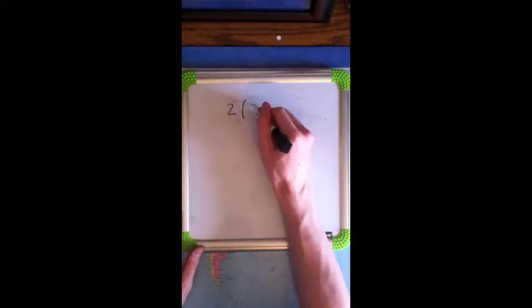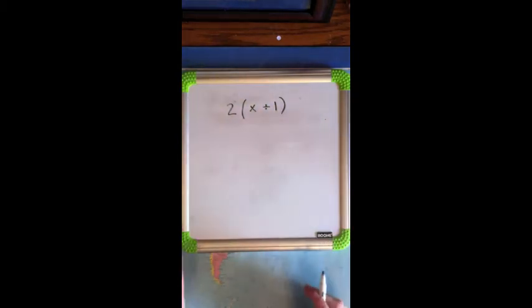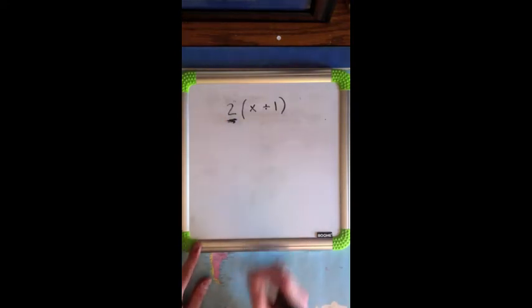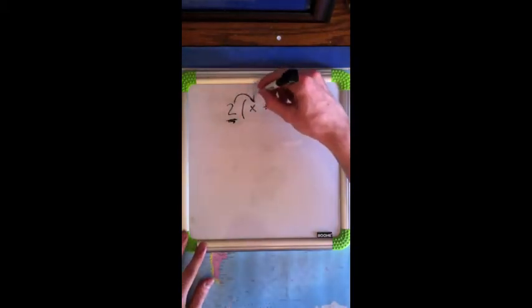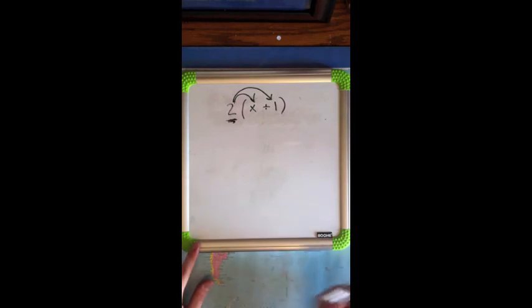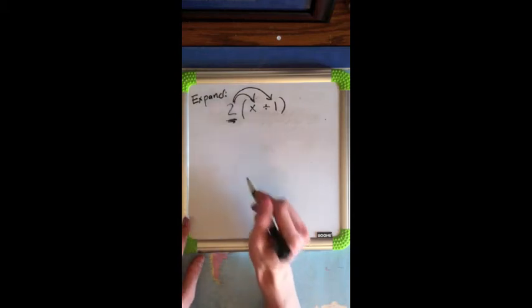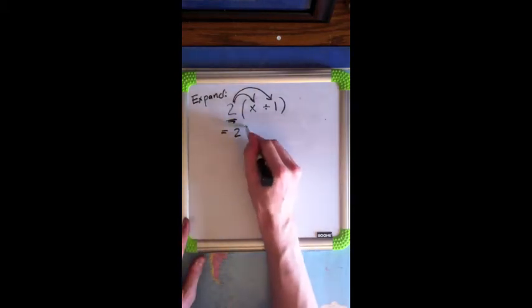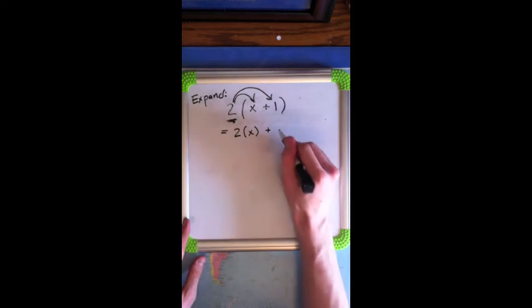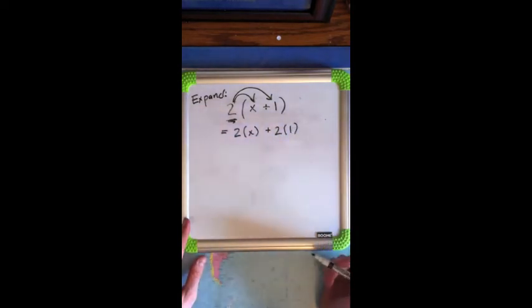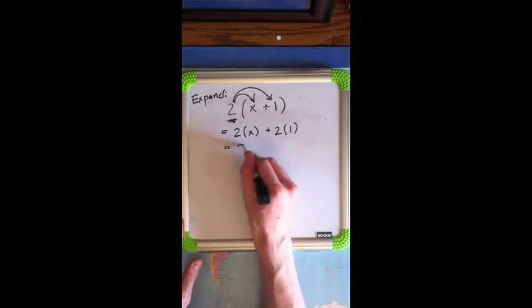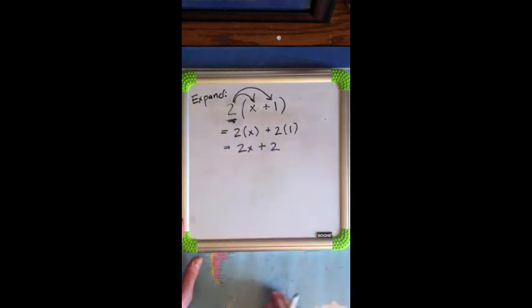2 times x plus 1. When you have something like this, you know that this number out front multiplies both of the numbers inside the brackets. Just like this. So when you expand, what you get is 2 times x plus 2 times 1. And that ends up being 2 times x plus 2.